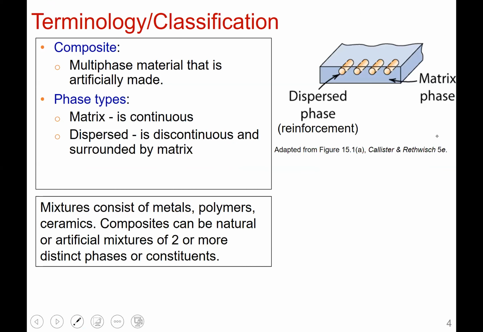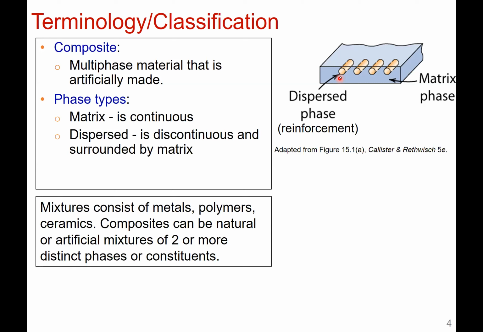Okay, so let's go into terminology and classification. So in a composite, you have multi-phase, and it's artificially made. We typically talk about the matrix of a material, right? And also then this continuous matrix that you see here. And then we also talk about the dispersed phase. That's the reinforcement. Like, why would you want to add this filler, right? And that filler can be in terms of fibers, it can be in terms of particulates.